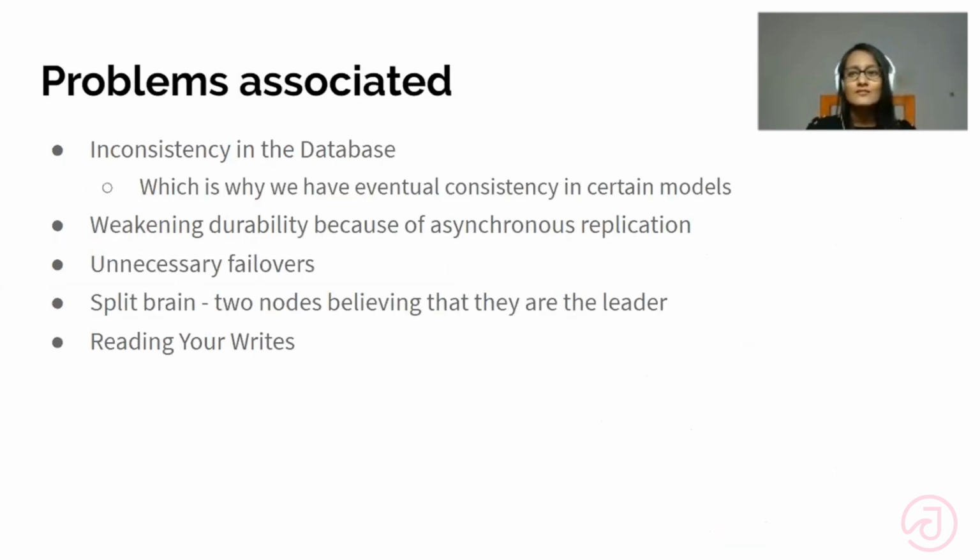Replication also brings in several problems, one of them being inconsistency in the database. What it means is that since you have many copies, some of the copies might have different versions of the same data, which is why we have eventual consistency in certain models. Other problems also exist, like weakening durability, unnecessary failovers, and split brain, where you have two nodes and both of them believe that they are the leader. These are very interesting problems and you can read about them.